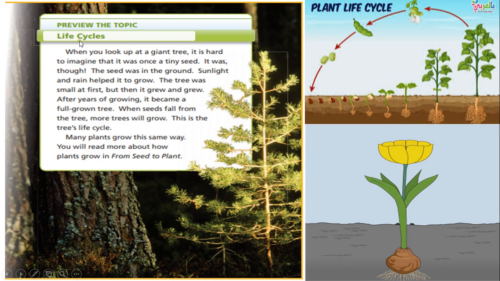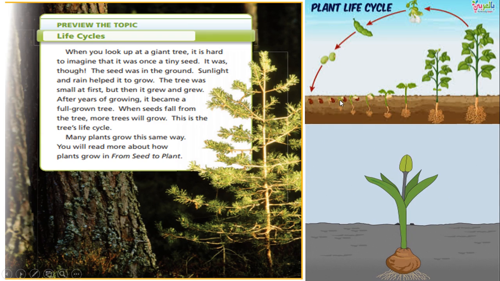Preview the topic: life cycles. When you look up at a giant tree, it is hard to imagine that it was once a tiny seed. Look here. The seed keeps growing and growing until it becomes a full-grown giant tree. The seed was in the ground, and sunlight and rain helped it grow. The tree was small at first, but then it grew and grew. After years of growing, it became a full-grown tree. When seeds fall from the tree, more trees will grow. This is the tree's life cycle.